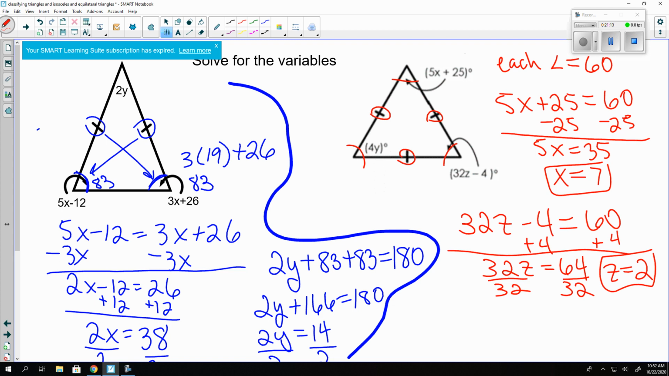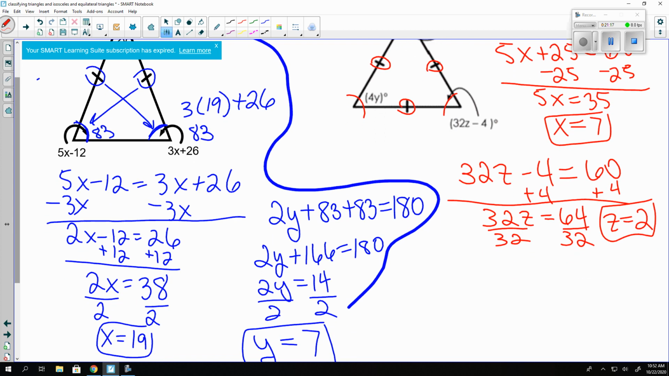And then our last part, this one's really quick. 4y is also equal to 60. So divide by 4, divide by 4, y equals 15.